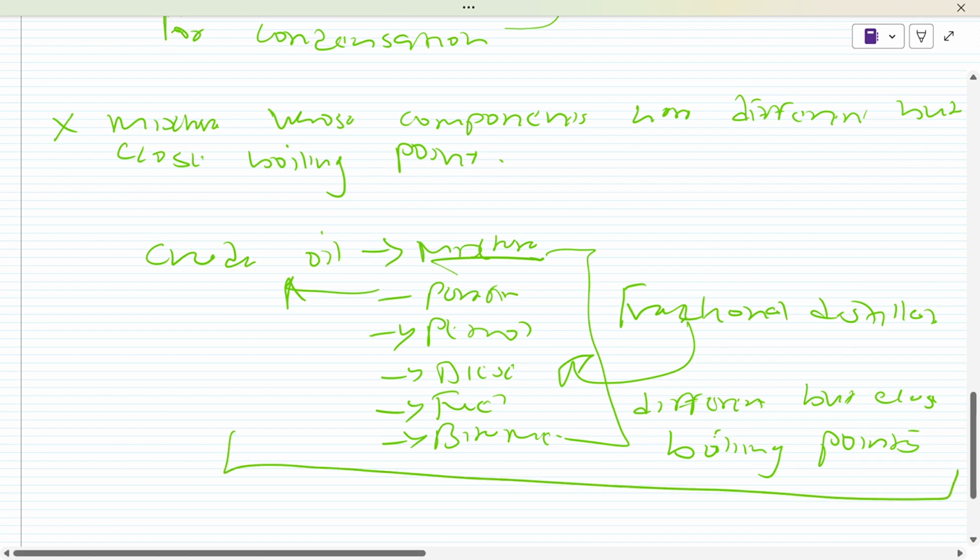So that's what I had prepared for you as far as the separation of miscible liquid mixtures is concerned. And it marks the end of our mixtures as a subtopic under principles of chemistry.